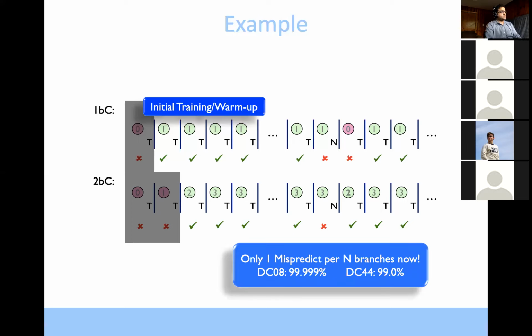So we're going to get DC08 to 99.999%. That was the for loop. And then DC44, which was the check for whether the number is a multiple of 100, now becomes a 99.99% prediction rate.